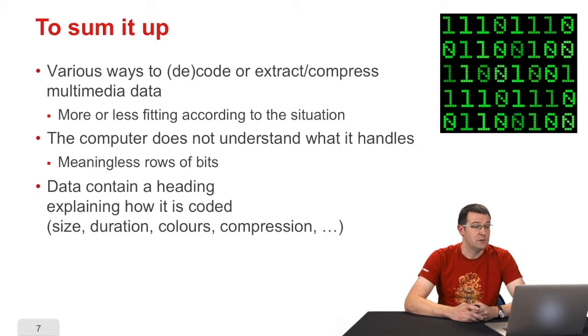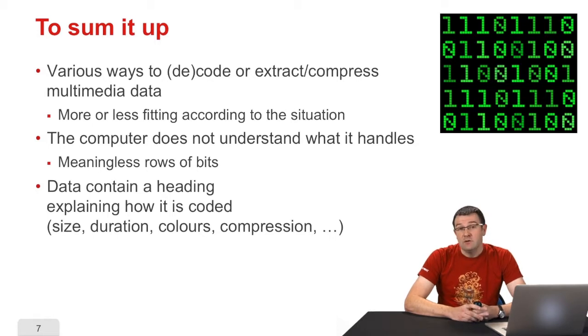So what can we learn from this chapter? First, there are various ways to code and decode, compress and extract images and sounds, and all multimedia data generally. Those techniques will be more or less fitting to the various situations. For example, technical drawing and photos will not use the same compression techniques, as we saw earlier. Compression can be applied with or without loss, which can have both advantages and inconveniences. So the choice is made depending on the end usage.